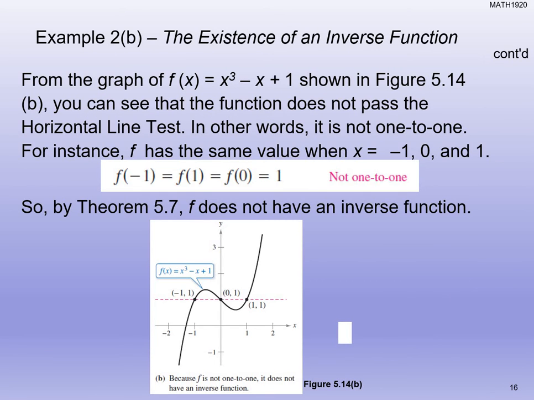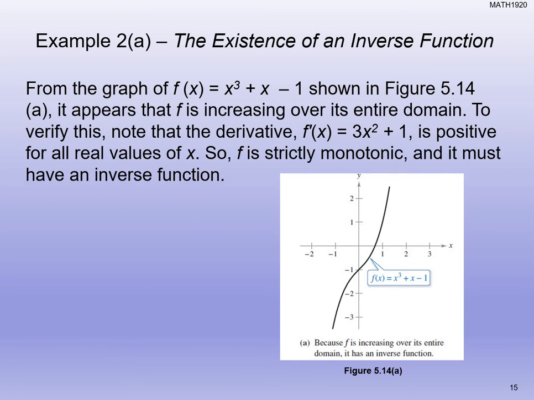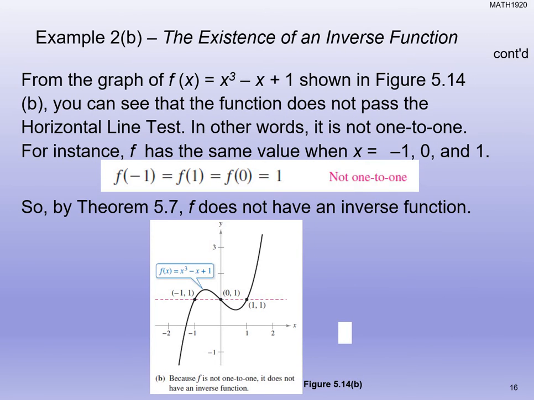If we take a look at the other function here and graph it, this is x cubed minus x. Let me step back and graph real quick. If we restrict the domain, it can be monotonic on a specific chunk of the domain. But if we take a look at the graph here, notice there's a horizontal line through the points (-1, 0), (0, 0), and (1, 0). So this function doesn't pass the horizontal line test, so it does not have an inverse function.